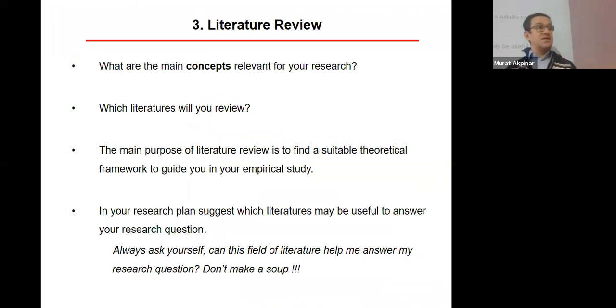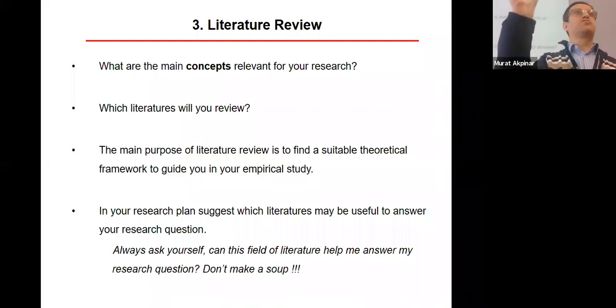So in this section called literature review, we are asking that you start with identifying your key concepts. That's number one. And then think about which areas, which fields of the literature you are going to be reviewing for your literature review chapter. That's all we are asking here. So we are asking for the names of the areas.